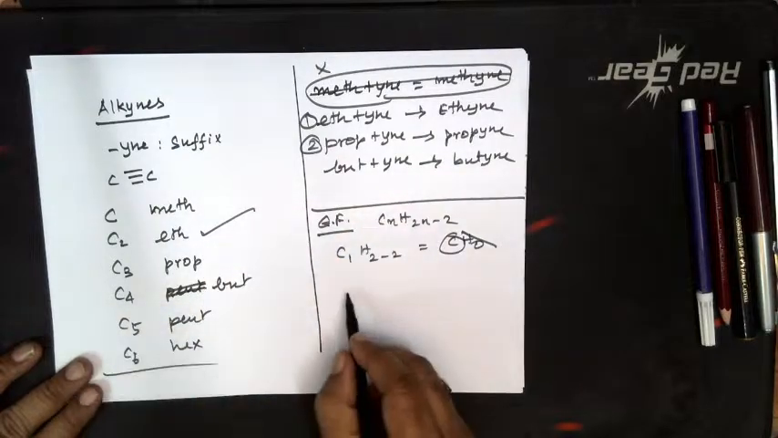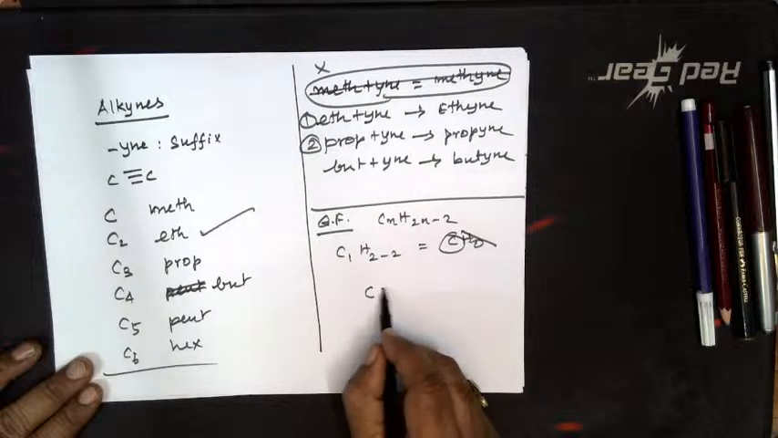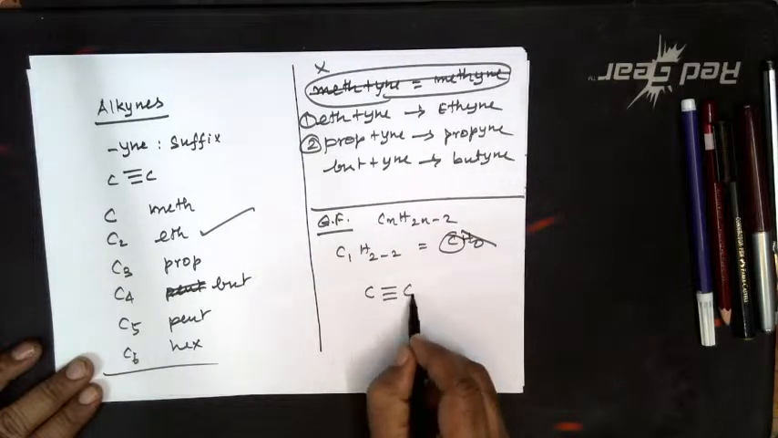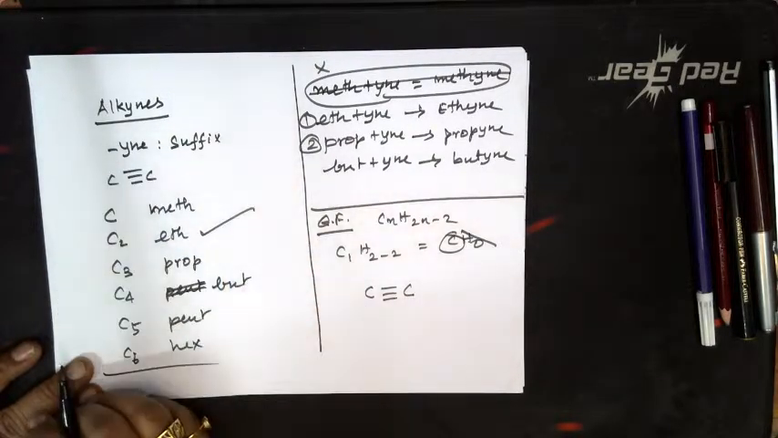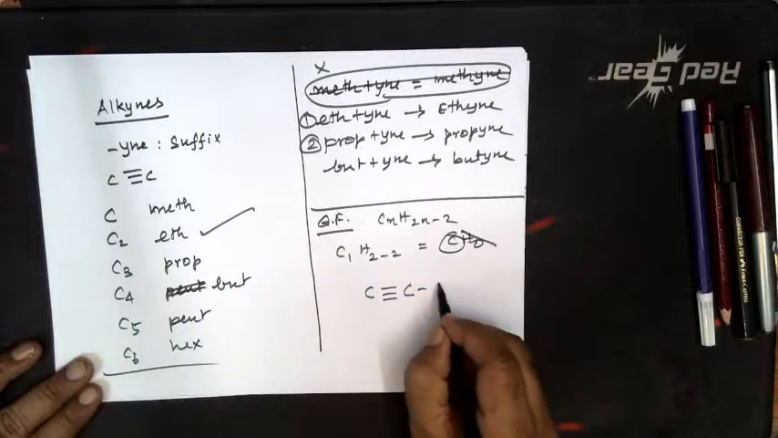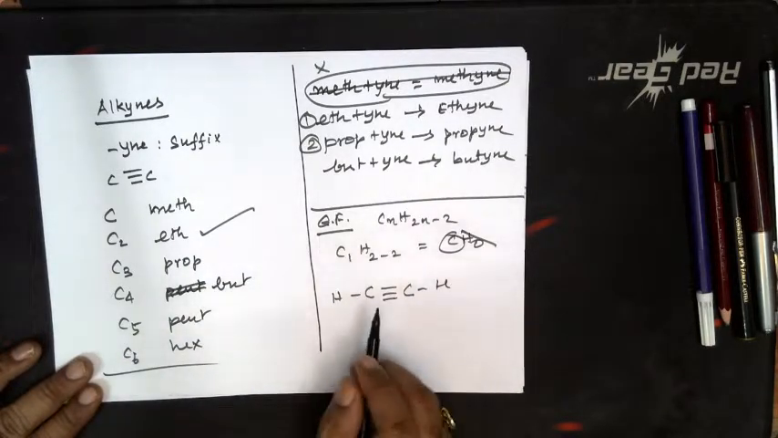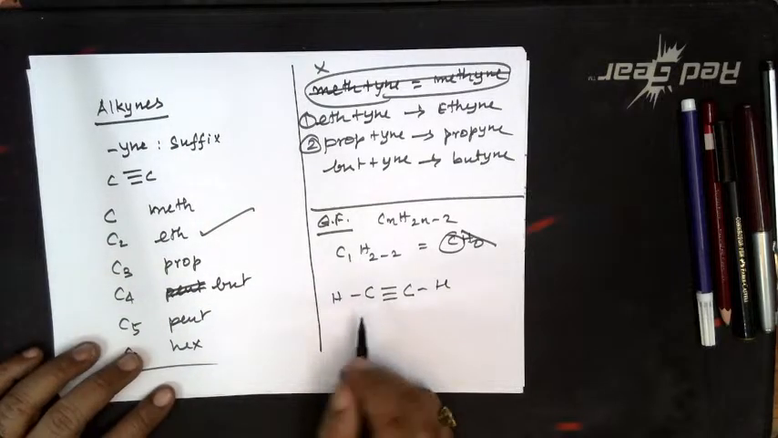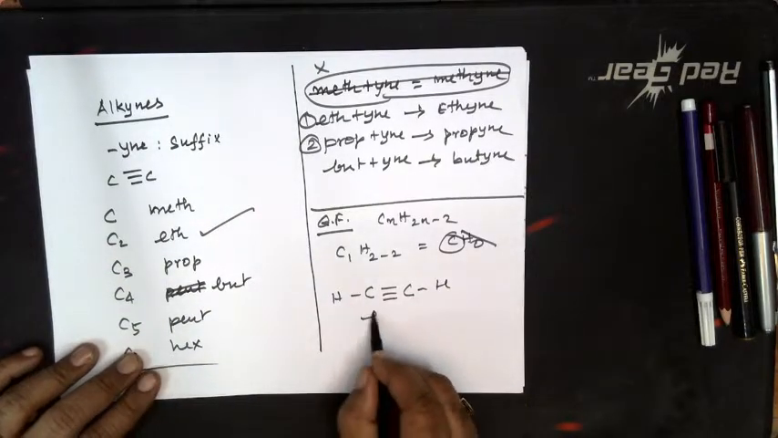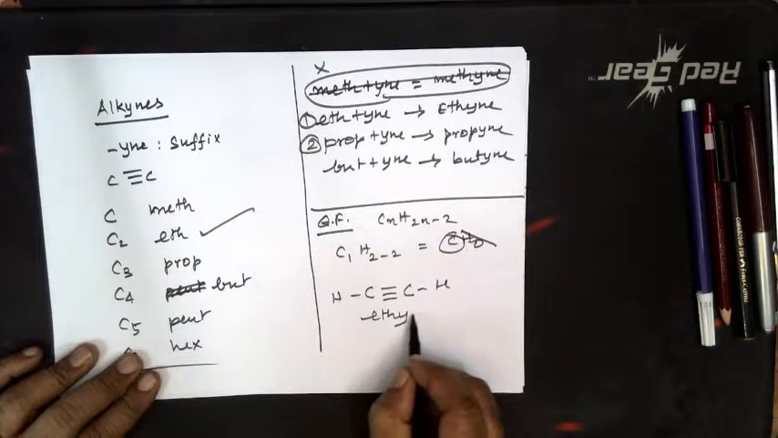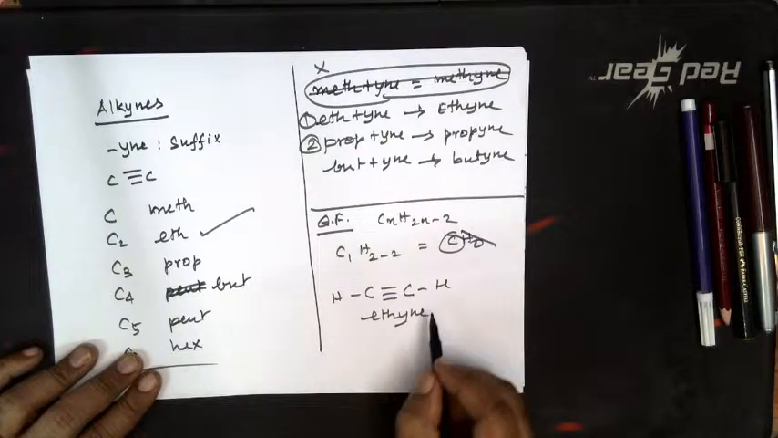So how can you draw it? 2 carbon atoms with the triple bond. YNE means 1 triple bond. Fill up the valency with H, H. That's all. So 1 plus 3, 4. You should have the valency 4. So what do you call this one? This is ethyne. Likewise, can you write down the other structures? Try.